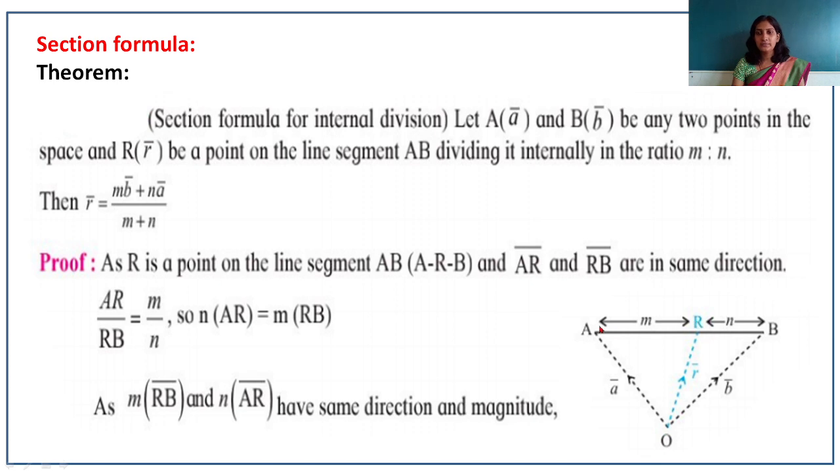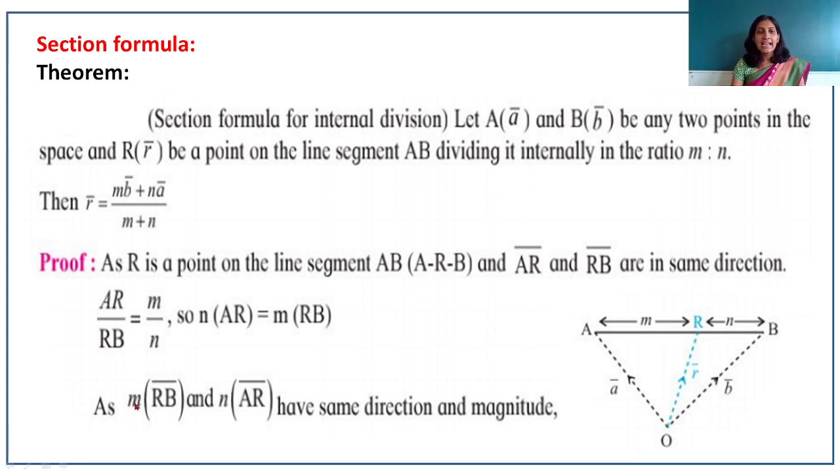R be the point on the line. This point R divides the line segment internally. So here it is in the form of A R B. That is AR bar and RB bar. AR bar and RB bar are in the same direction. Now, this point R divides this AB in the ratio m to n. So, by ratio, AR upon RB is equal to m by n. If we cross multiply here, so n into AR is equal to m into RB.